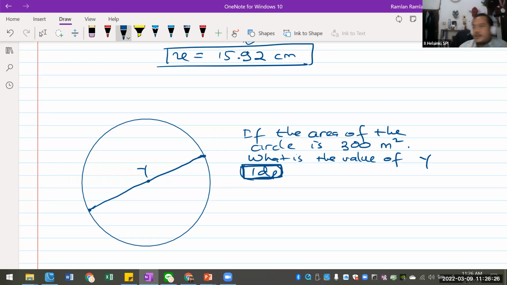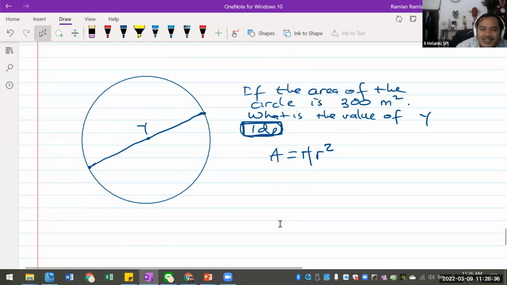Silakan. Okay, I'm gonna write down the formula for the area, which is A equals to pi r square. Okay, this one is a little bit challenging, because the one that being asked is the y. Question, is the radius or what? Oke, silakan. Oke, final question for today ya. Final question for today. Silakan.